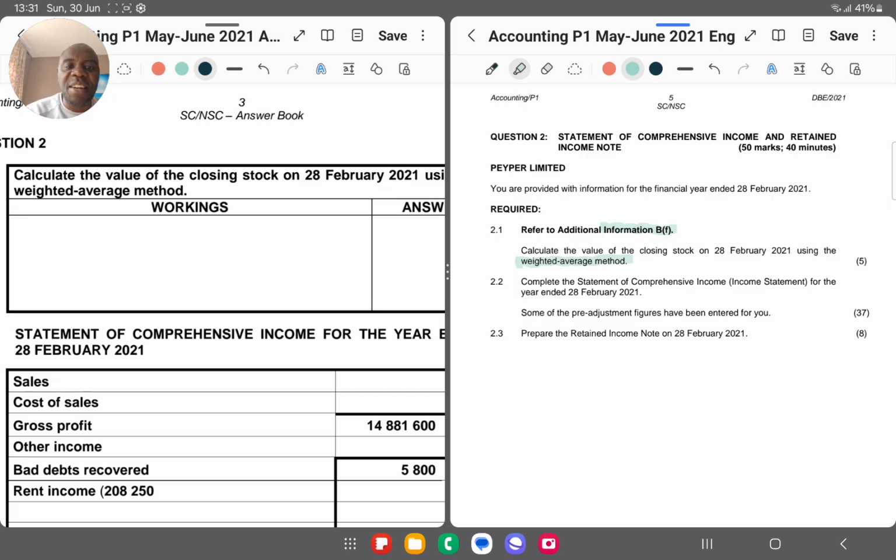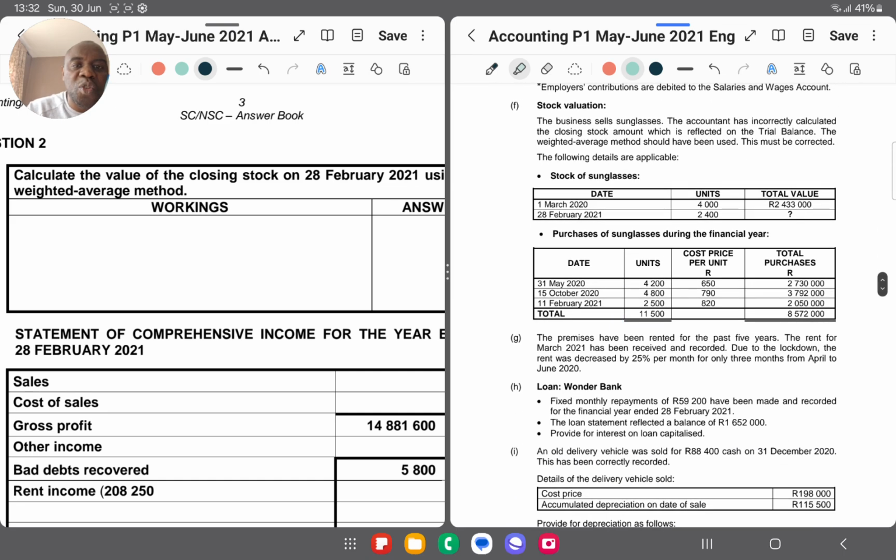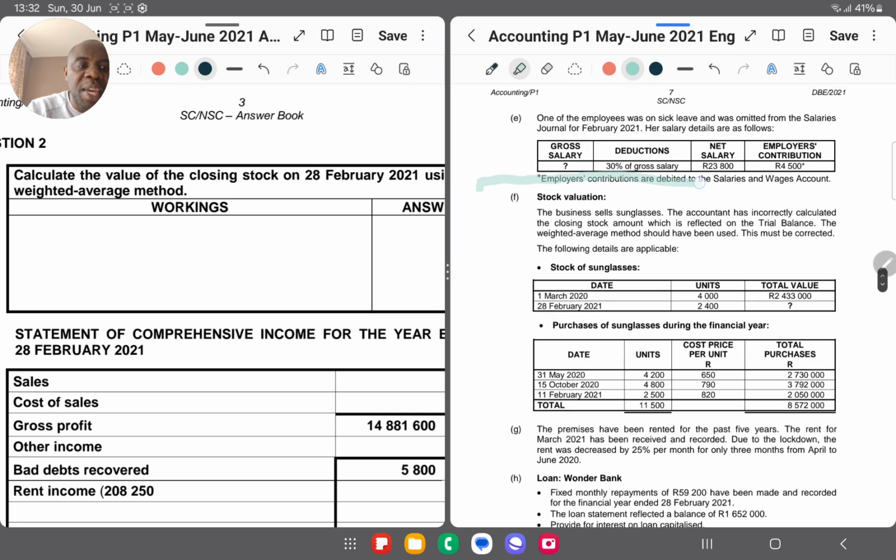So 2.1 says, refer to additional information BF. Calculate the value of the closing stock on 28 February using the weighted average method. So the examiner is telling us which information to use in order to answer this question. We are supposed to use additional information BF. So that is all the information that I need to enable me to get these 5 marks.